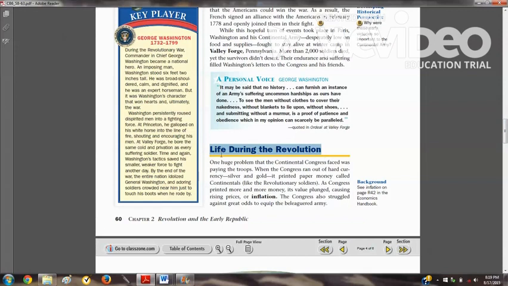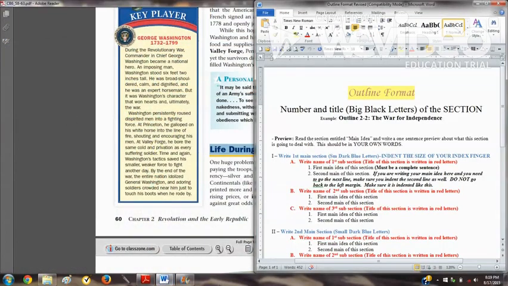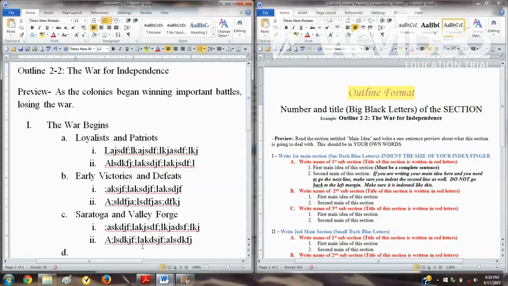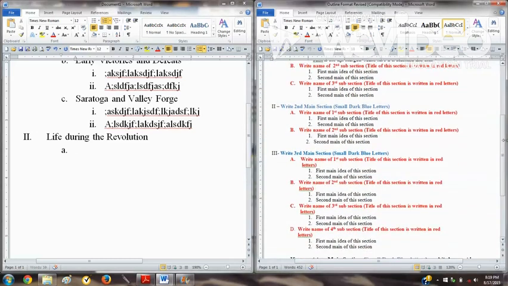So life during the revolution is our next point, but it is not D, it is Roman numeral 2. All right, so Roman numeral 2, life during the revolution. All right, so now let's look for A. So let's go back, because look, it tells us Roman numeral 2, write the name of the second subsection, dark blue letters. There it is. Now let's go for A.